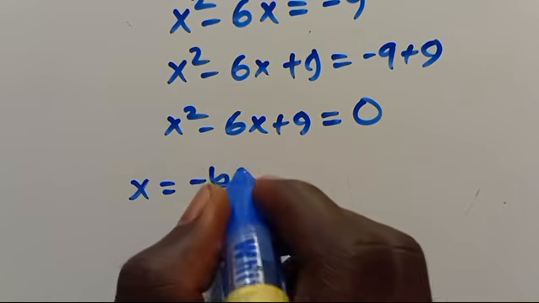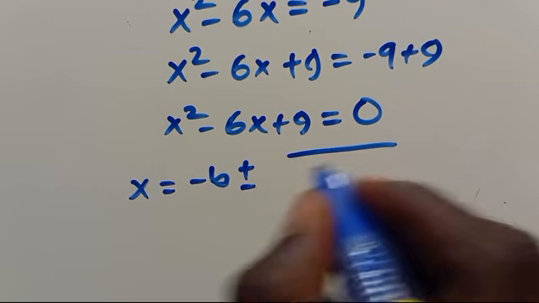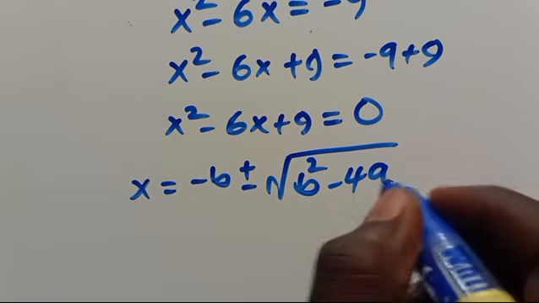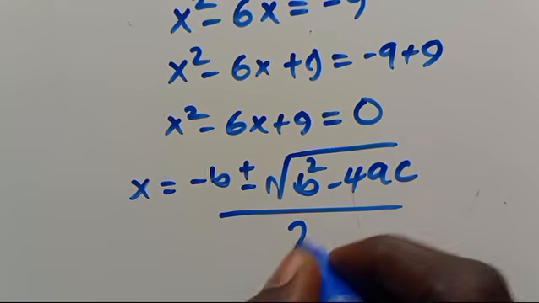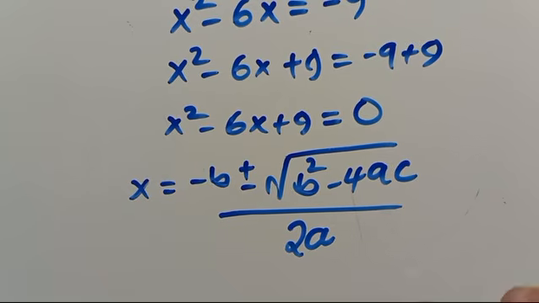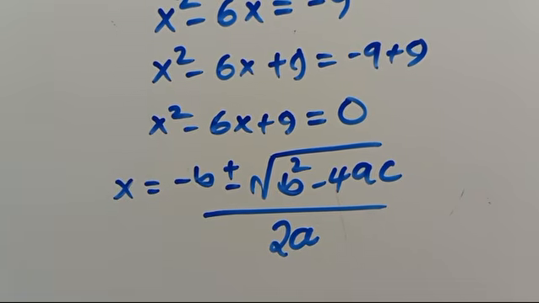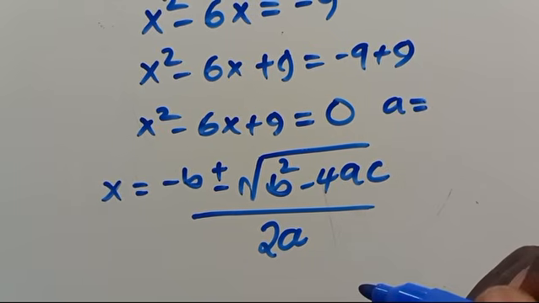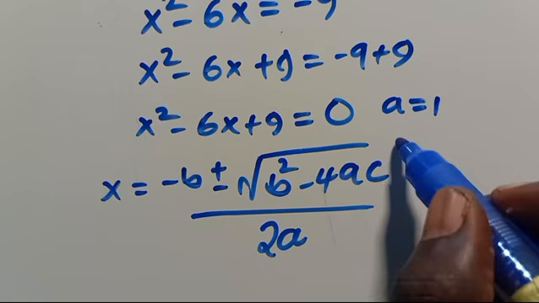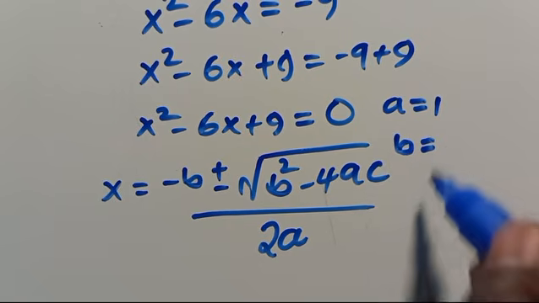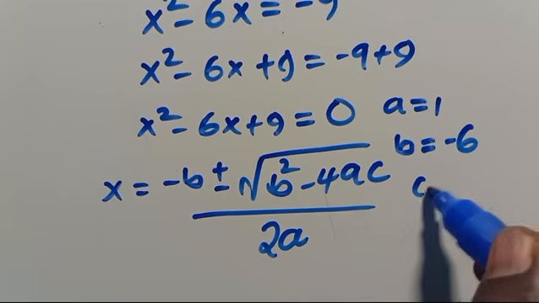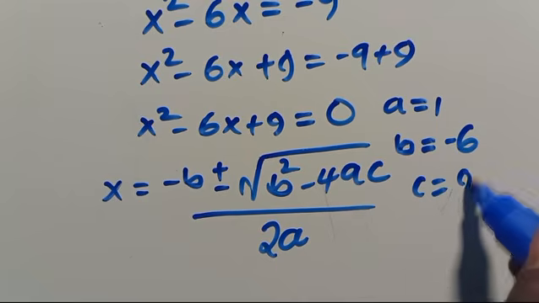If you are to solve this using the quadratic formula, we are going to have x equals minus b, positive or negative, square root of b squared minus 4ac, over 2a. Let's define each parameter: a, the coefficient of x squared, which is 1; parameter b, the coefficient of x, which is minus 6; parameter c equals 9.